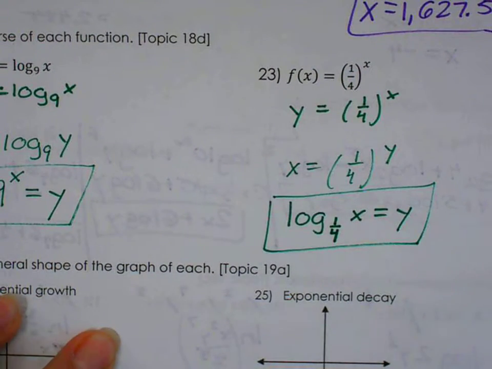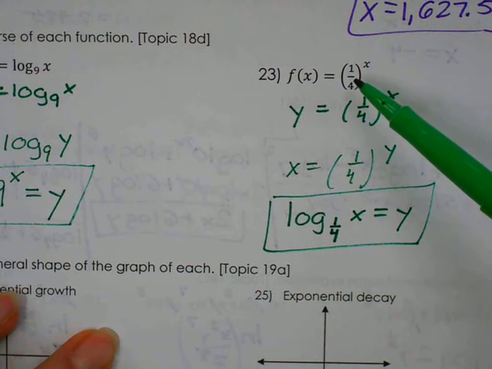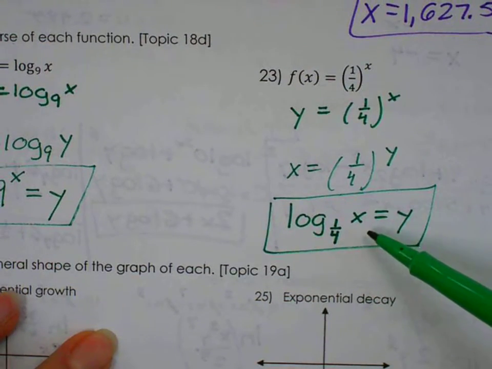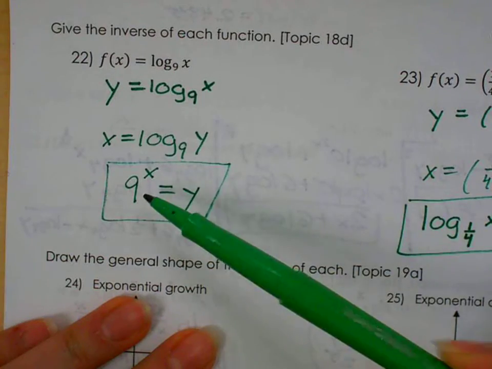So again, exponential functions and logarithmic functions are inverses. So if you start with an exponential one, you should end with a logarithmic. If you start with logarithmic, you should end with exponential.